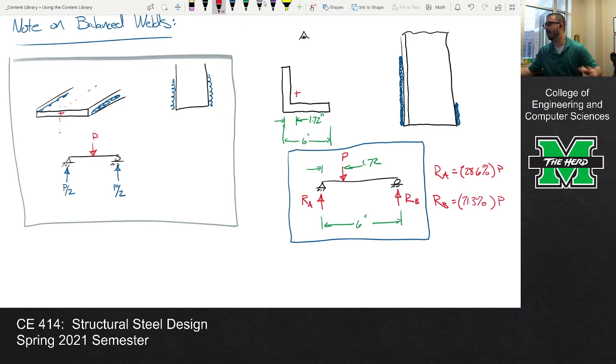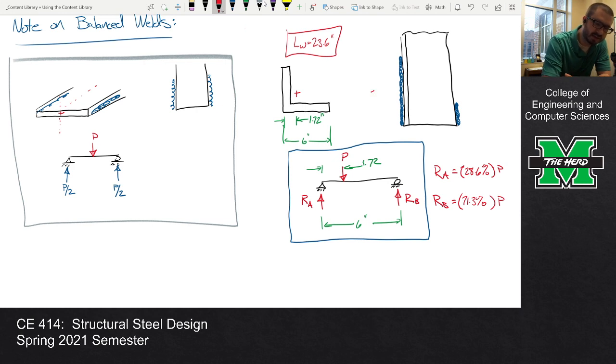So here's what you would do. Let's say you computed that for this angle you need LW equal to 23.6 inches of weld, right? We'll put 71.3% of it here and put 28.6% of it there.